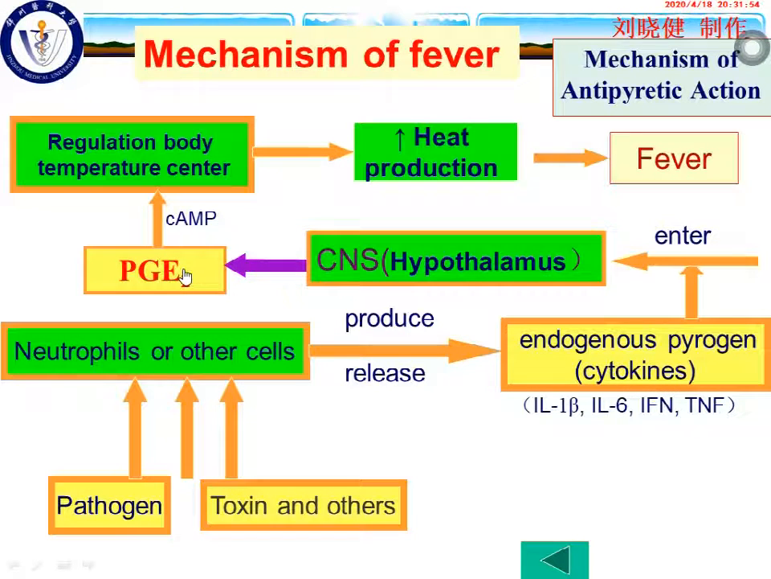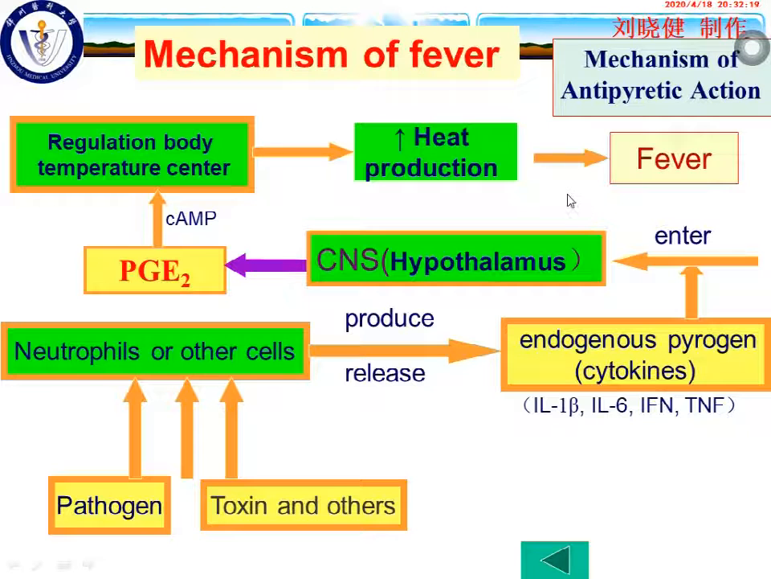Based on decreasing the synthesis of prostaglandins, these drugs can decrease heat production and increase heat dissipation. So finally, fever is relieved by these drugs.